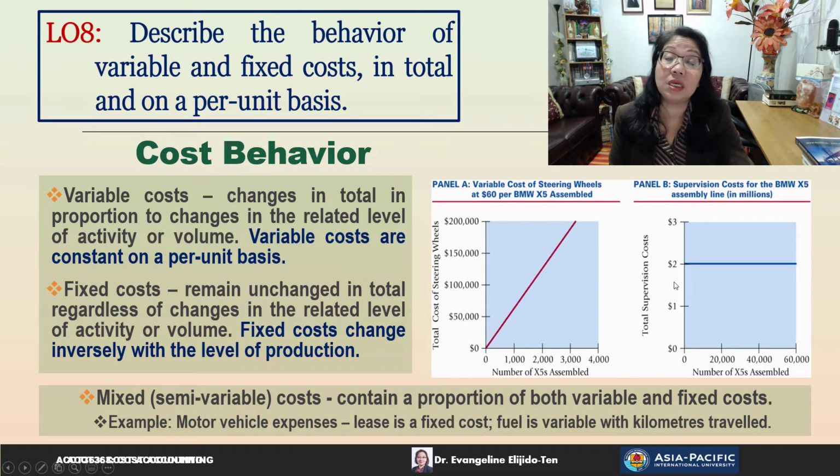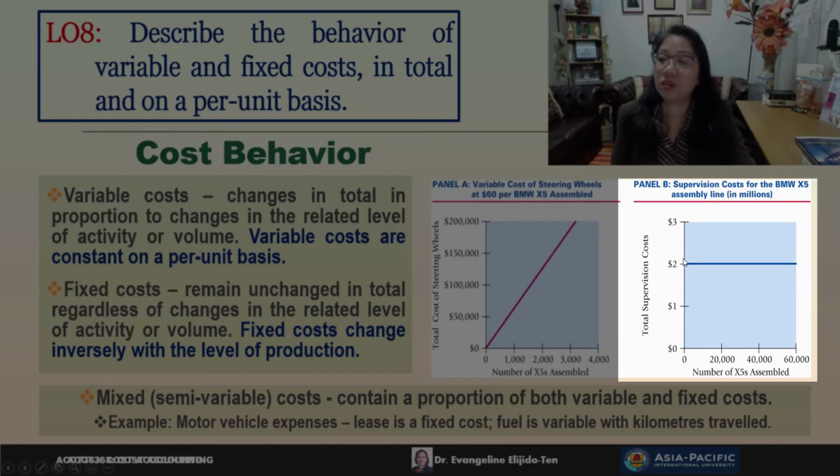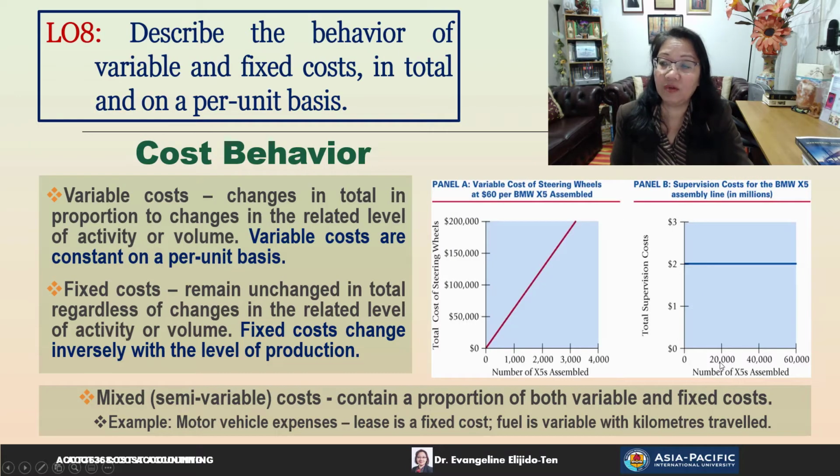What about the fixed cost? Well, fixed cost will remain the same regardless of the volume of production. So here we've got the volume at 20,000, at 40,000, at 60,000 units, and the fixed cost, which in this example is the supervision cost, is remaining at $2 million, all right, regardless of the volume of production.